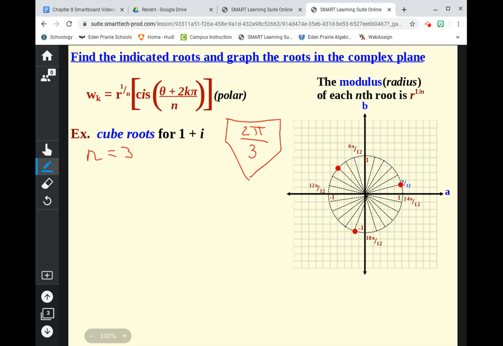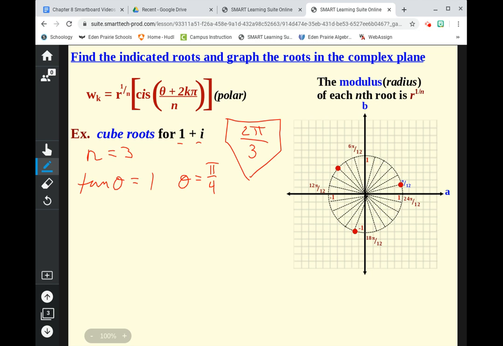All right, now let's go ahead and find the tangent of theta. Tangent of theta, as we already know, is b over a, so 1 over 1. So tangent theta equals 1. And now since we know the tangent theta equals 1, we can now find theta. Theta equals pi over 4. We already know that from the unit circle.